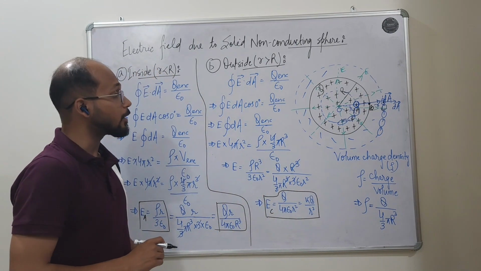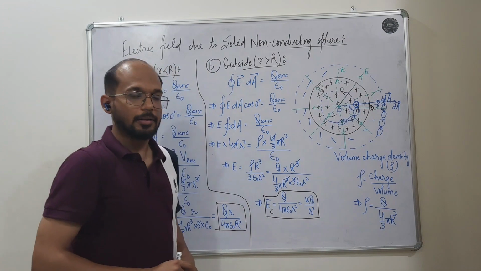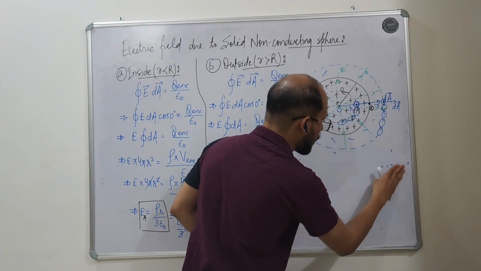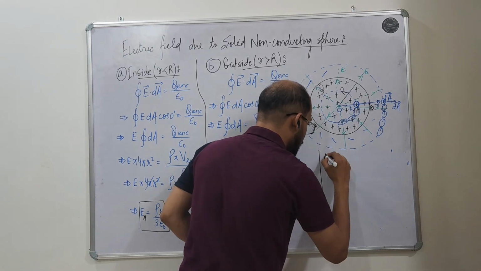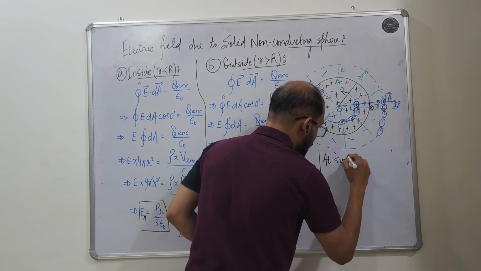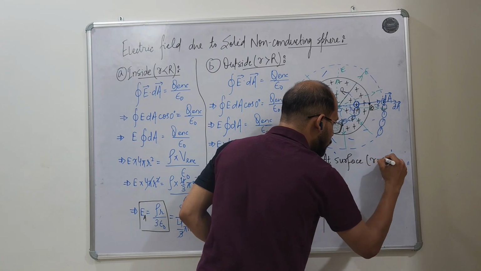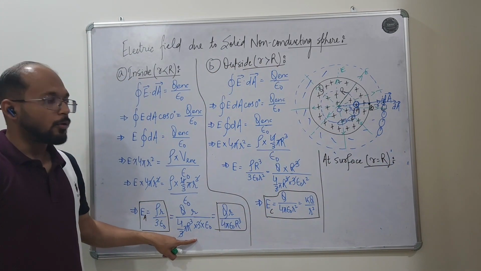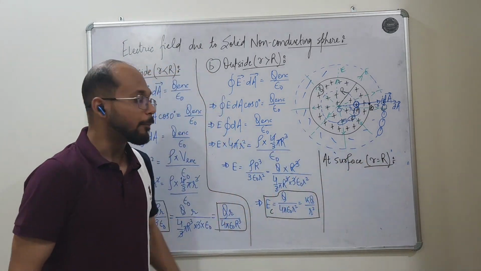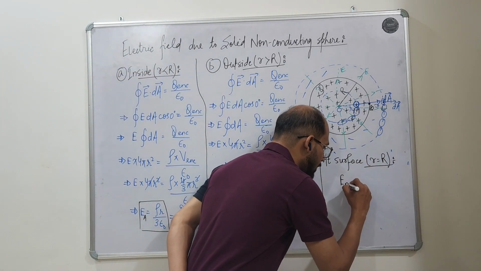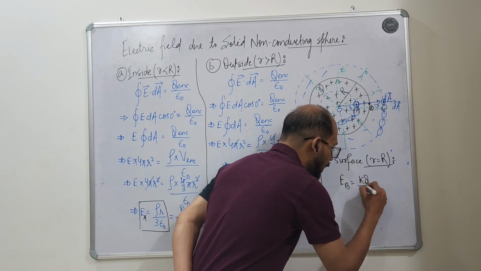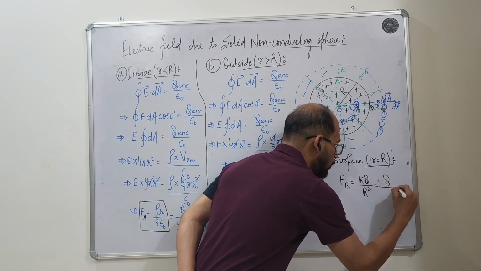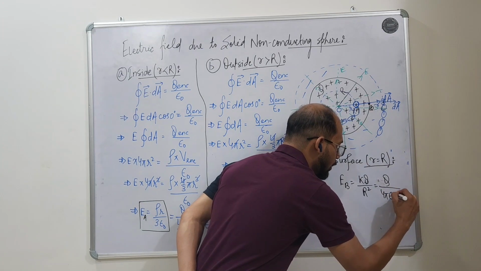Now we have to find the electric field at the surface, that is point B. At the surface, that is r equal to capital R. Now what will we do? In either of these formulas, we will put small r equal to capital R and we will get the formula E_B is equal to k Q by capital R square, or Q upon 4 pi epsilon naught R square.